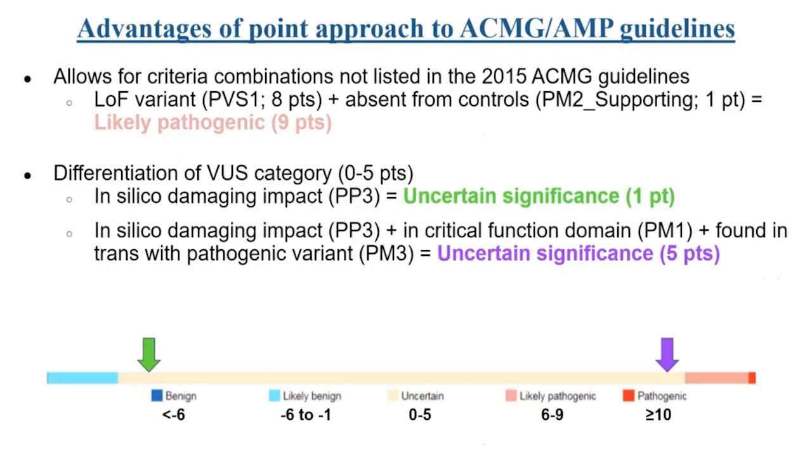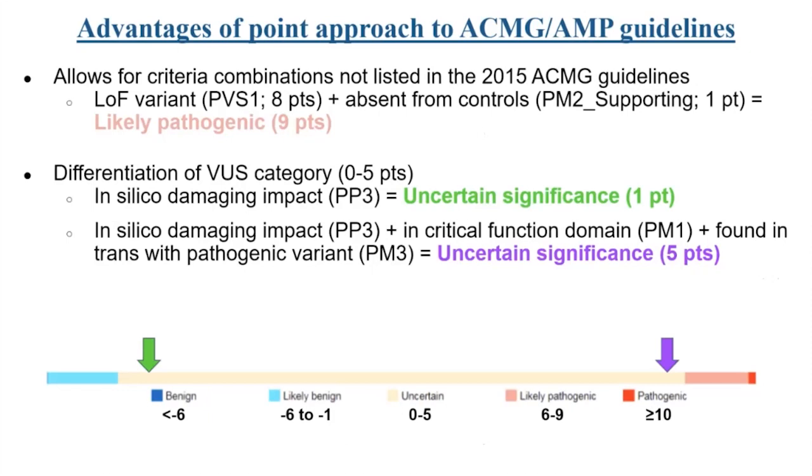Additionally, using the points could help us differentiate VUS. Because VUS is such a wide category, you aren't able to adequately differentiate those that are more suggestive of pathogenic versus those that are more suggestive of being benign. So for example, if you have a variant where all you had was an in silico prediction, that's VUS, but only with 1 point total.